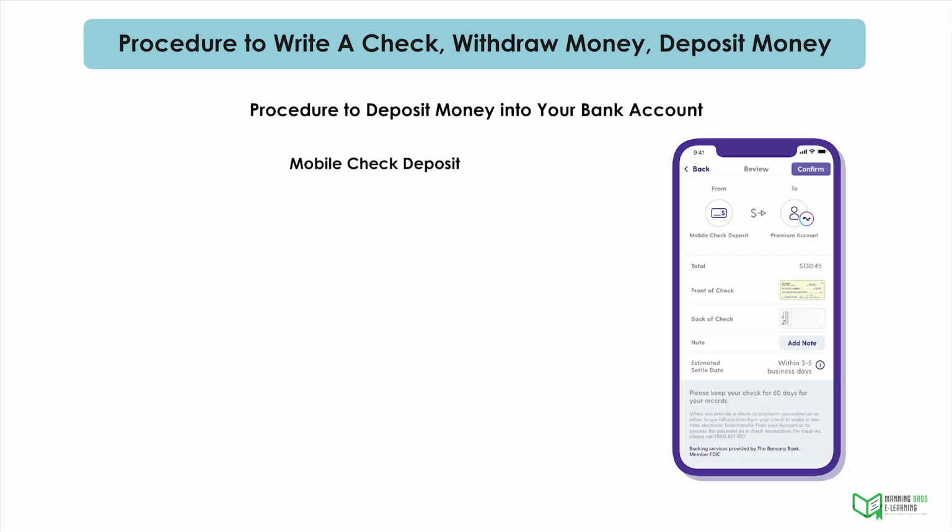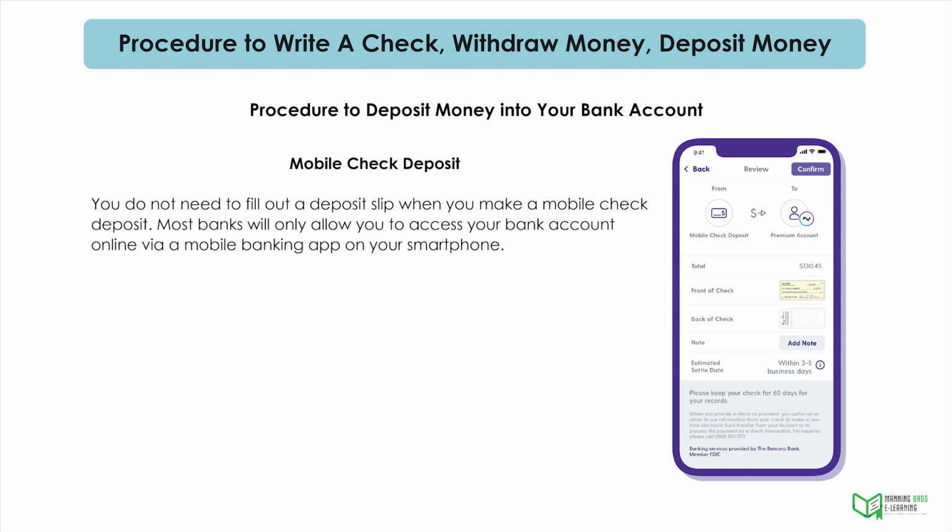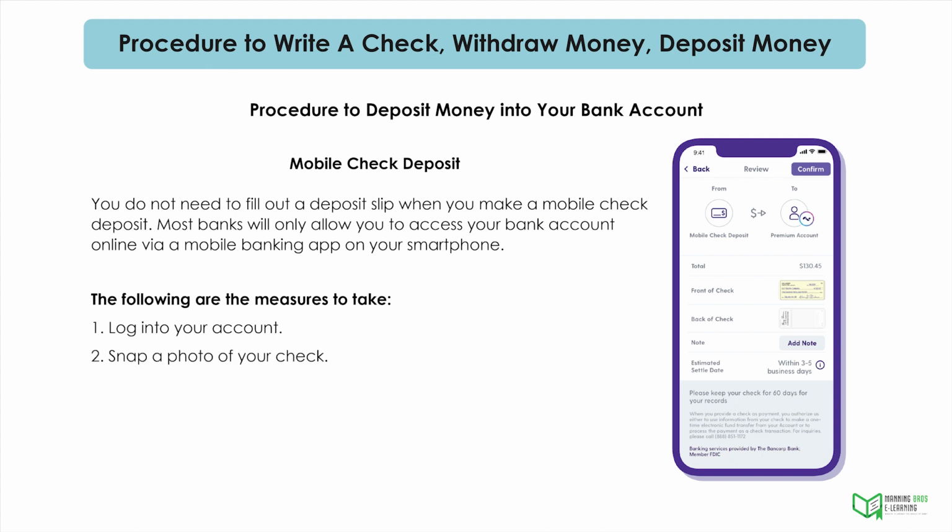Mobile check deposit. You do not need to fill out a deposit slip when you make a mobile check deposit. Most banks will only allow you to access your bank account online via a mobile banking app on your smartphone. The following are the measures to take. 1. Log into your account. 2. Snap a photo of your check. 3. Confirm the dollar amount and other details as requested. 4. Your mobile deposit is made.